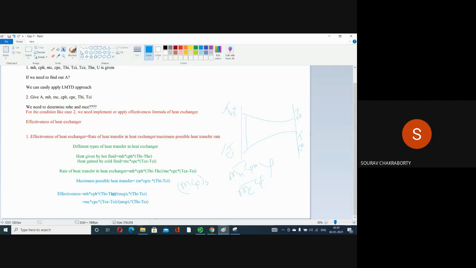So for the effectiveness, we can either use the first expression, that is on the basis of hot fluid, or we can use the second expression. Both are valid. So this is one way of finding out the effectiveness of a heat exchanger. There is another way in terms of NTU and C. NTU stands for number of transfer units and C stands for capacity rate ratio.